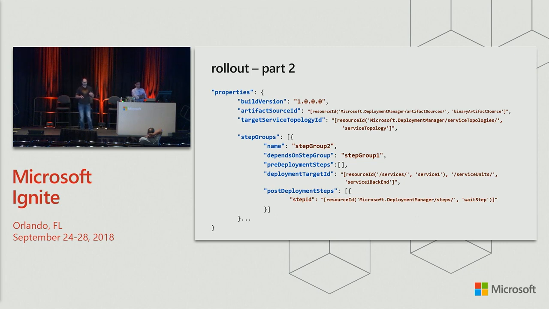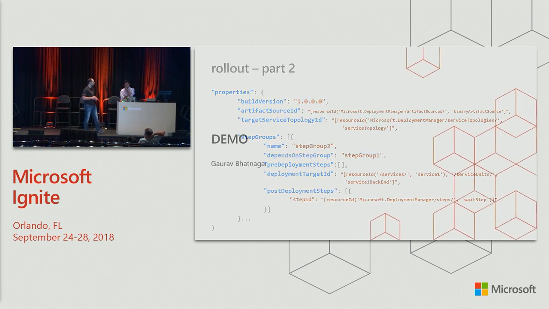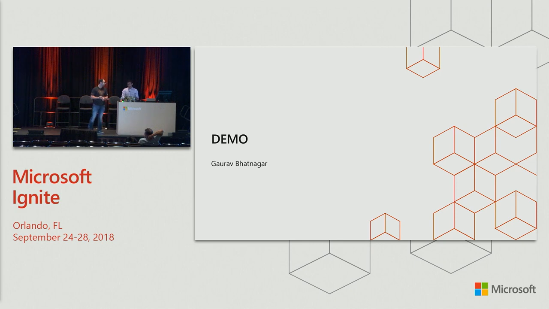Step groups, that's what we jump into next. I've got a name for my step group, and I have depends on step group. That's how you perform deployment ordering. So we're looking at step group 2. It depends on step group 1. That's the picture that we were looking at earlier. So step group 2 will not deploy until step group 1 is finished. Pre-deployment steps are blank in this case. A deployment target, which again is a service unit. And then I've got post-deployment steps, which is the wait step. So this is going to perform the deployment of the service unit, and then it's going to wait, in this case for 1 minute.